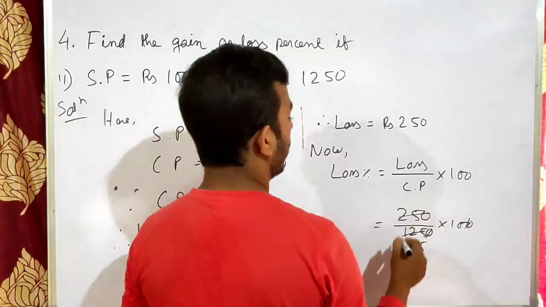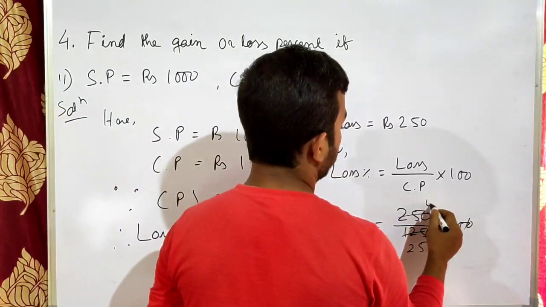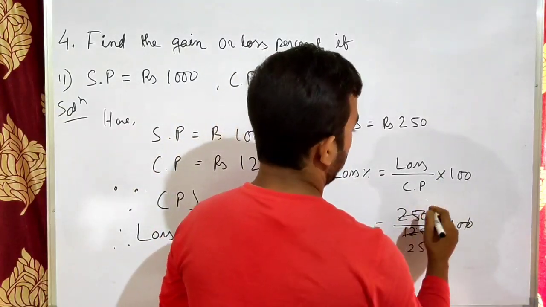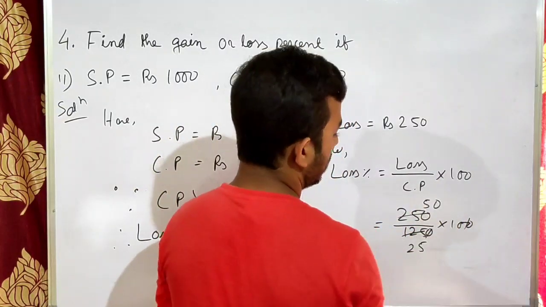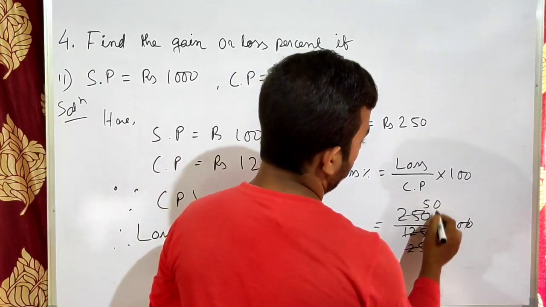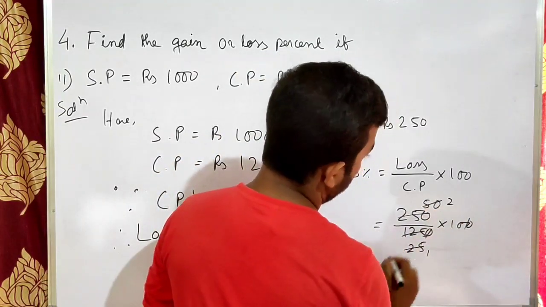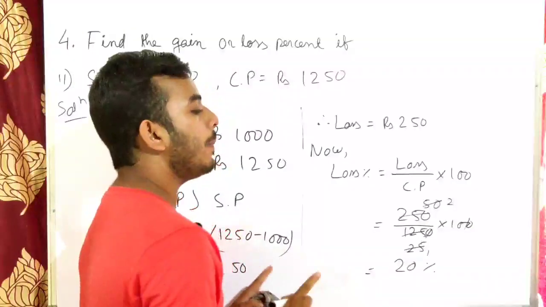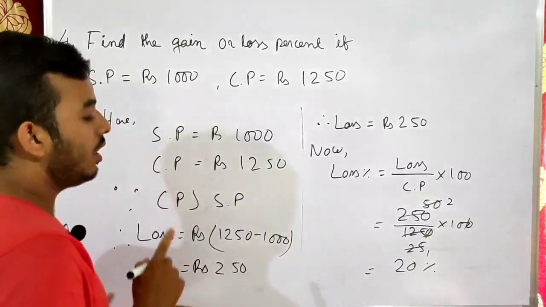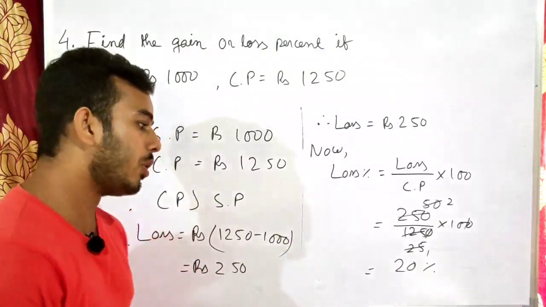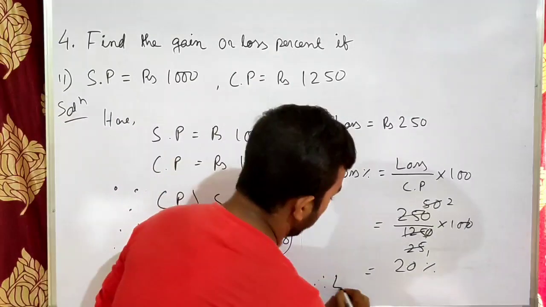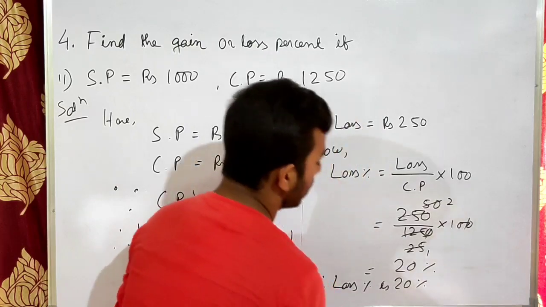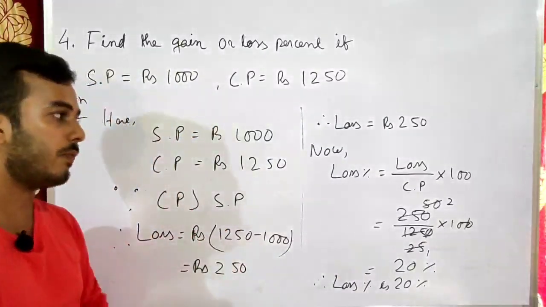This can also be cancelled with 5. 5 into 2, 5 into 4 is okay, 5 into 5 is 25, then 0, isn't it? Then again 25 into 1 is 25, 25 into 2 is 50. So what is left? 2 into 10%, that is, 2 into 10 is how much? 20%. So in the transaction, the shopkeeper, the merchant, has lost 20%. So we'll write, therefore, loss percent is 20%. I hope this is clear to you, right?